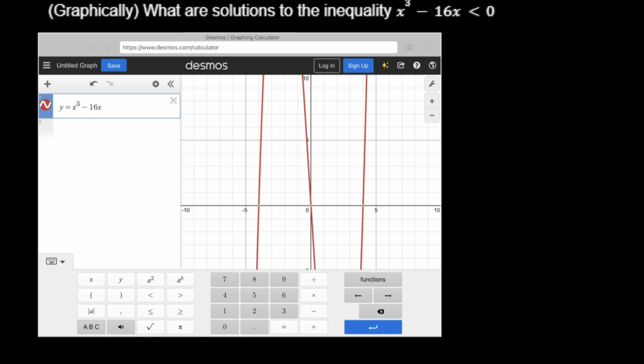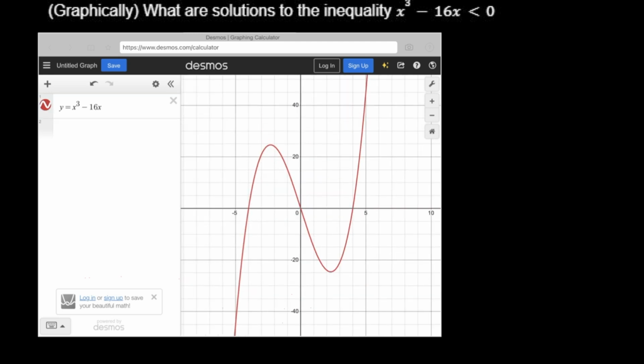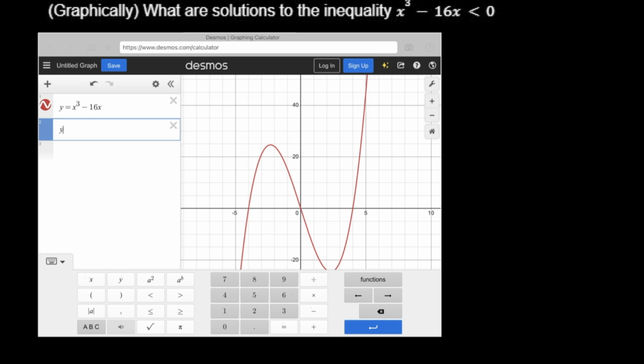The other side is 0, which is actually the x-axis. So in this case, I don't have to graph it. But I'm going to graph y equals 0 anyways, because it will hopefully make it stand out a little bit nicer. So y equals 0. So there we go. We have the two sides graphed.